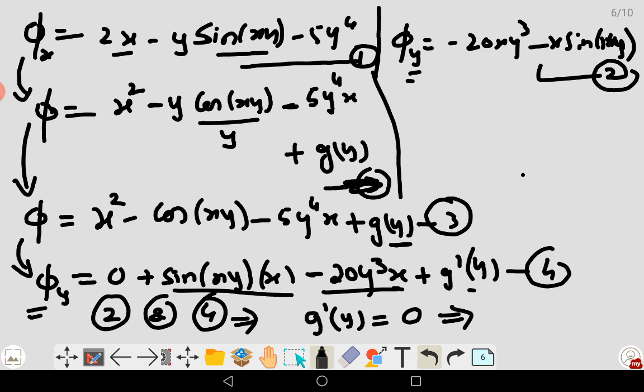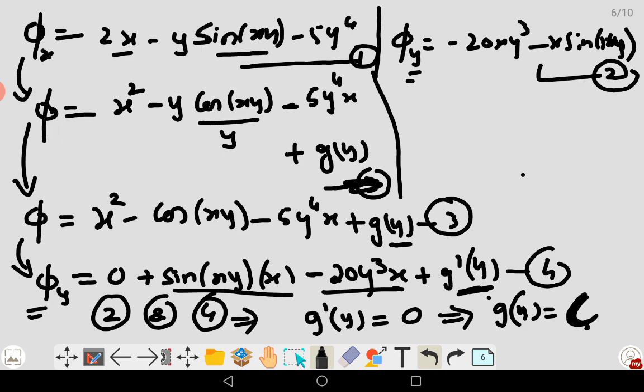This gives, and you know, g does not have x, because if it has x, it will not be 0 here, isn't it, when you differentiate? So it should be a function of y alone, and when you differentiate with respect to y, it can be either a constant or a function of y. So g dash of y equal to 0, derivative is 0, that gives g of y is a constant c.